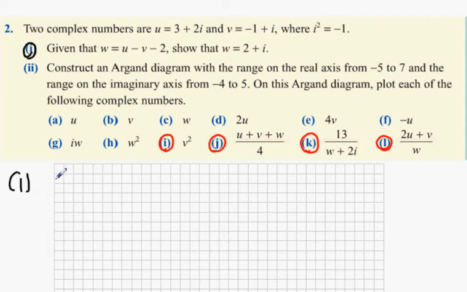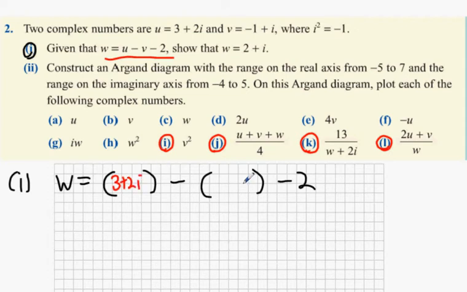So W equals whatever U is, take away whatever V is, take away 2. So U is 3 plus 2i, then we're going to take away minus 1 plus I. We're going to get 3 plus 2i, minus minus 1 is plus 1, and then minus I, minus 2.